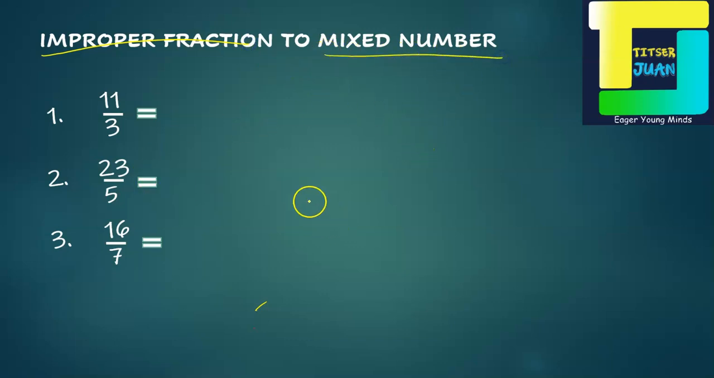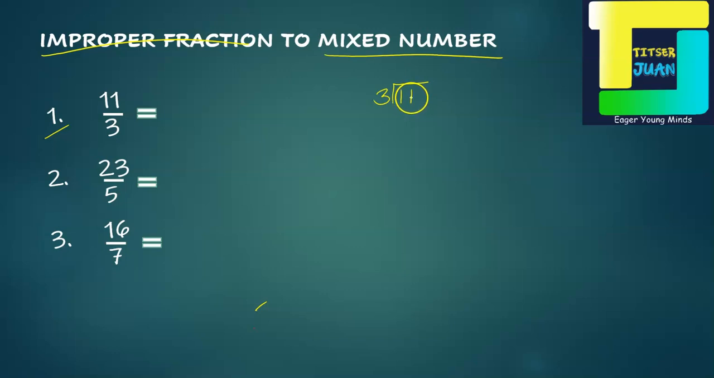So meron tayo dito mga halimbawa. Let's take this example number 1. I have here 11 over 3. So gagawin natin tong mixed number. So para magawa to, you have to divide the numerator by the denominator. So gagawin natin dyan, i-divide natin yung 11 divided by 3.